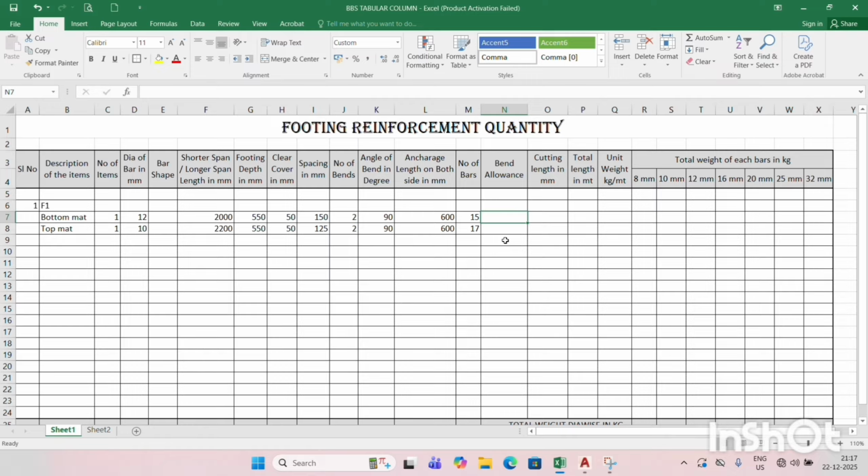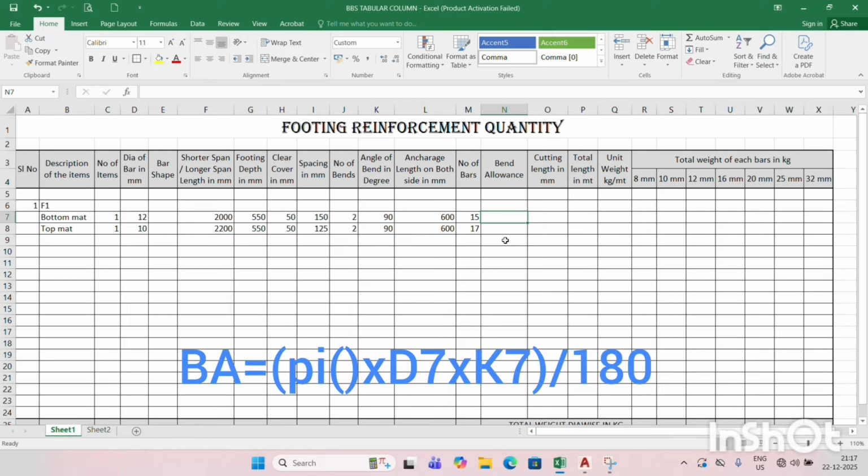Then bend allowance. The bend allowance formula is equal to pi into d into angle divided by 180. So this is equal to, open bracket, write pi, put one open bracket and one close bracket. Then it will take the pi value automatically, into d, which is the dia of the bar, into angle. Angle is equal to 90 degrees. Then close the bracket, divided by 180. This is the bend allowance formula.